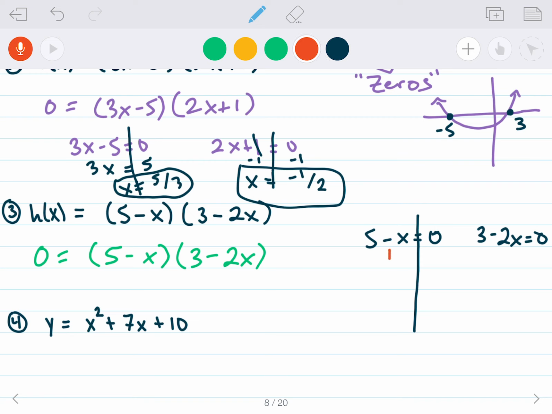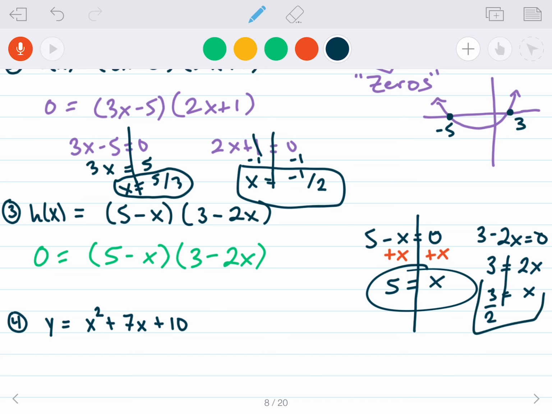And when I do that, I get 5 left on the left side and x on the right. So we got our first 0, x equals 5. We can do the same thing over here. If I add 2x to both sides, I get 3 equals 2x. Divide both sides by 2 to get x equals 3 over 2, or 1 and 1/2 if you like that. So these are my two zeros. This is where this quadratic is going to cross the x-axis. And I want you guys to notice that this is indeed in factored form.